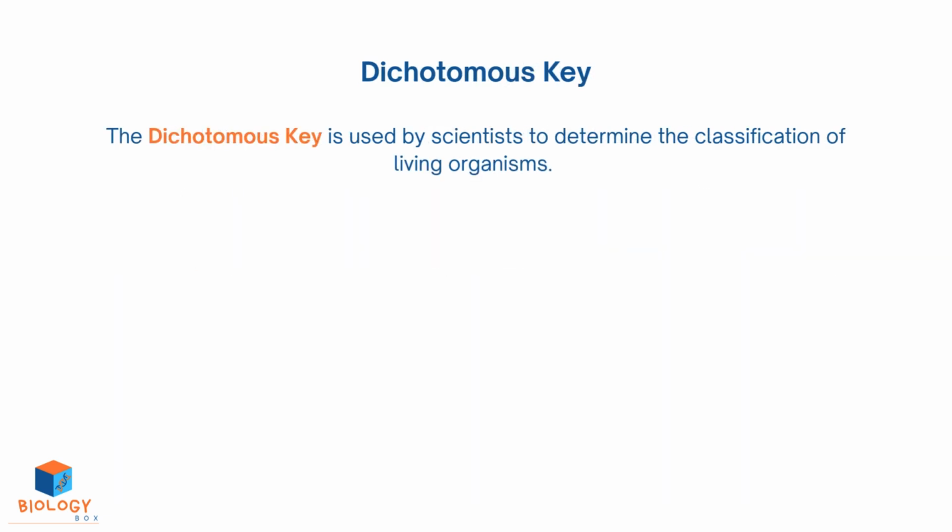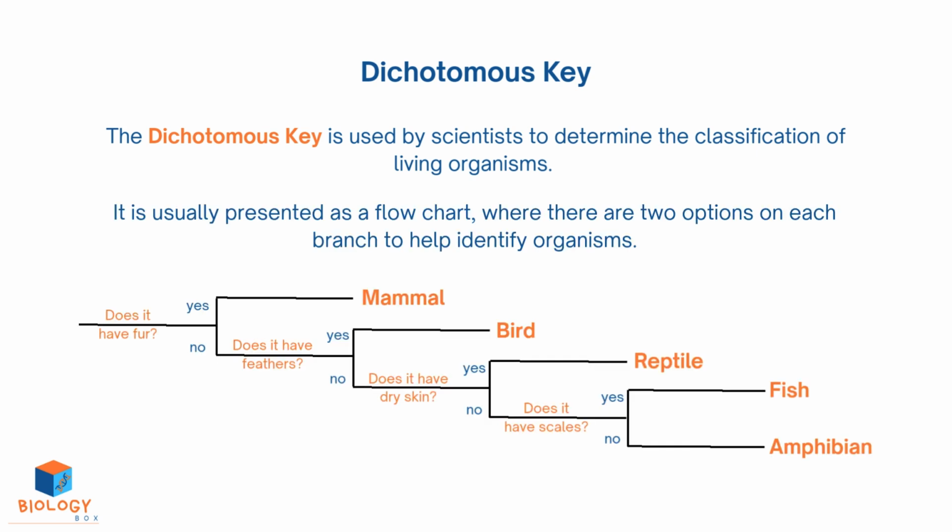The dichotomous key is used by scientists to determine the classification of living organisms. It is usually represented as a flowchart, where there are 2 options on each branch to help identify the organisms. So for example, does it have fur? If the answer is yes, then you're looking at a mammal. If it's no, then you work your way further down the key to find out what you're looking at.